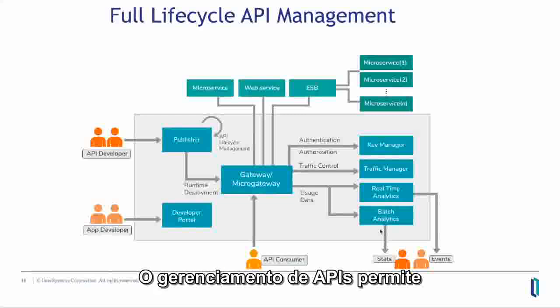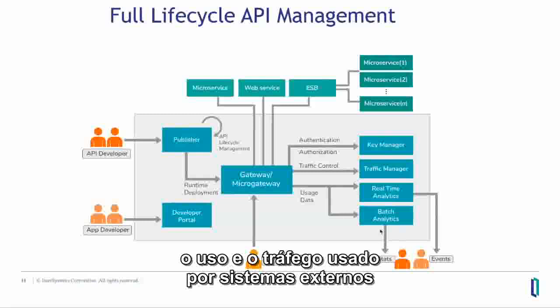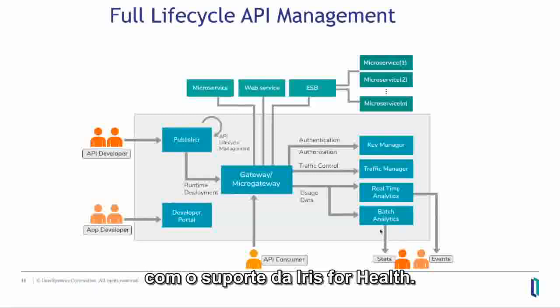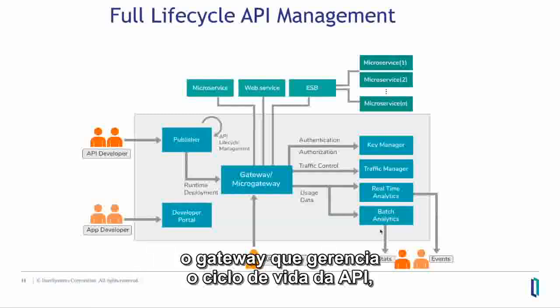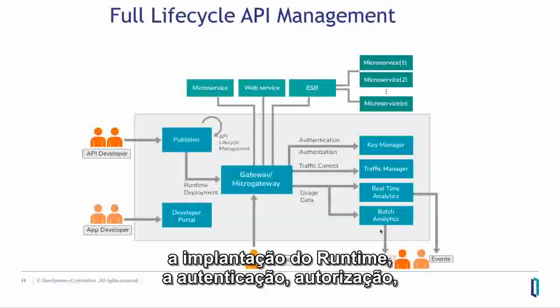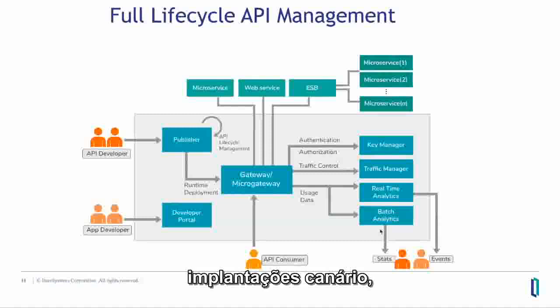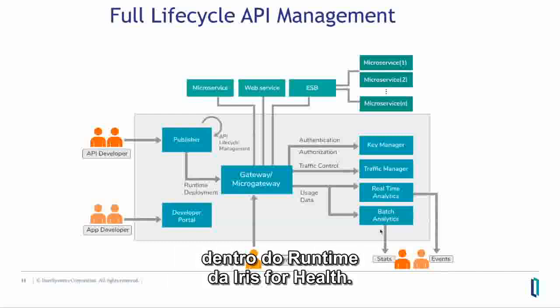The API management allows you to design, define, and then essentially monitor the utilization and the traffic that the external system used to get to the data residing within your solution powered by Iris for Health. Microservices, web services, the publisher, the developer portal, the gateway that does the API lifecycle management, the runtime deployment, authentication, authorization, the traffic control like throttling or canary testing.